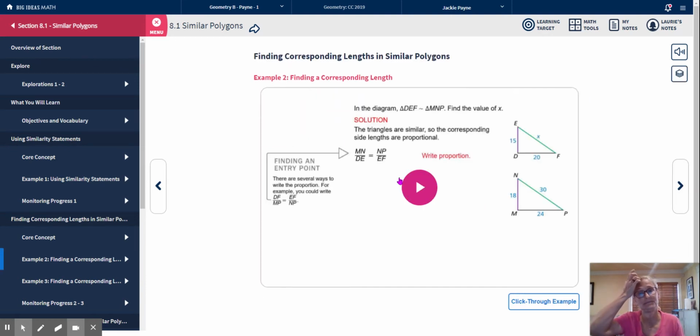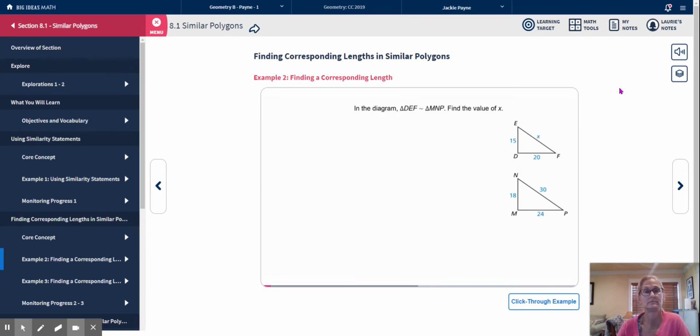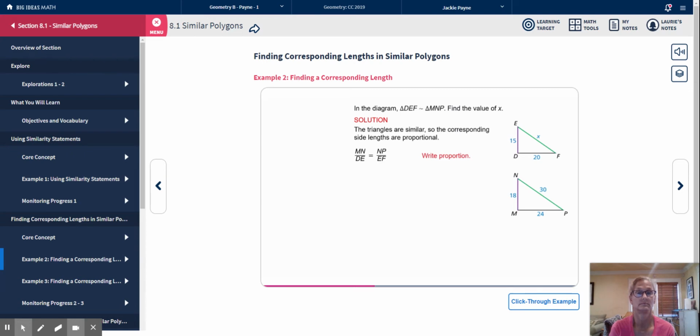Here's some examples. In the diagram, triangle DEF is similar to triangle MNP. Find the value of x. Solution. The triangles are similar, so the corresponding side lengths are proportional. This means you can use a proportion to find the value of x. Use corresponding sides NP and EF and corresponding sides MN and DE to write a proportion. One proportion you can use is MN divided by DE is equal to NP divided by EF. There are several ways to write the proportion. For example, you could write the proportion DF divided by MP is equal to EF divided by NP.